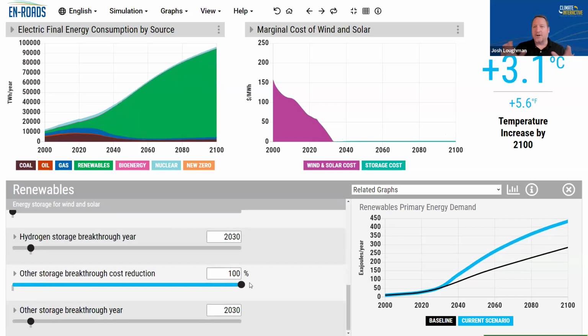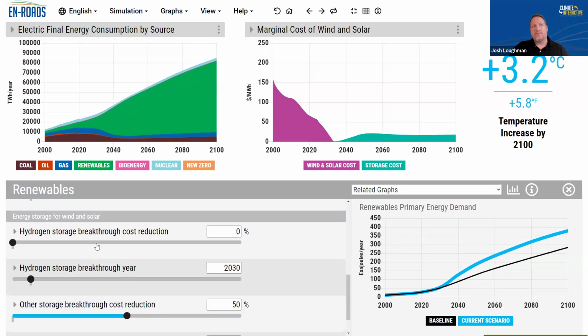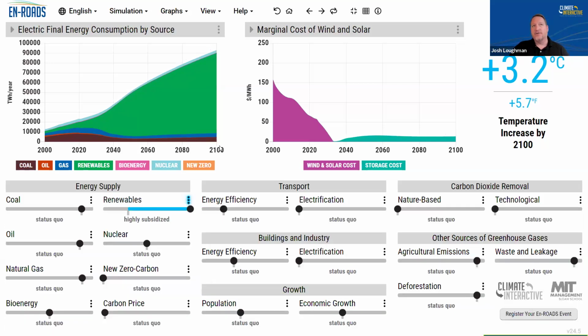And there's more to come on additional hydrogen features in the future. So let's say maybe a 50% storage breakthrough on hydrogen and a 25% breakthrough on hydrogen, 50% on other storage with this renewables. So now here we are, 3.2 degrees.